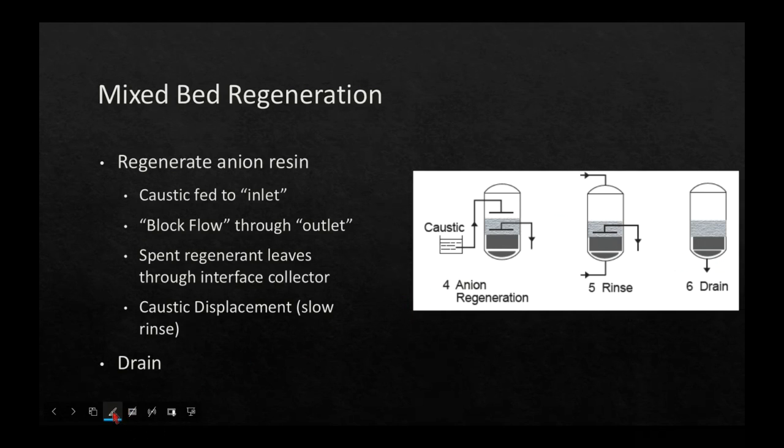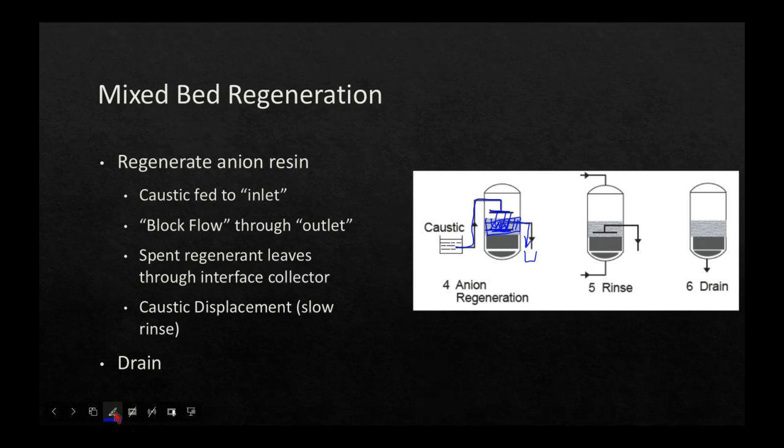Then we got to regenerate the anion beads. Okay, so the anion beads are here. Well, now what we're going to do is take the caustic, and we're going to put caustic this way through a feeder mechanism, and it's going to feed caustic into that interface collector, and from the interface collector, the caustic is going to go to waste.